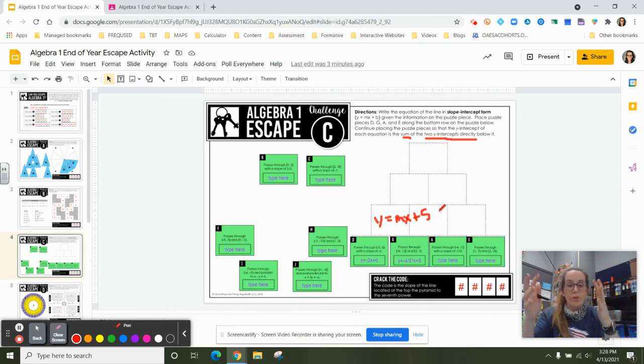So then I would have to go through my other puzzle pieces and find which one is going to give me an equation where I have a y-intercept of 5.